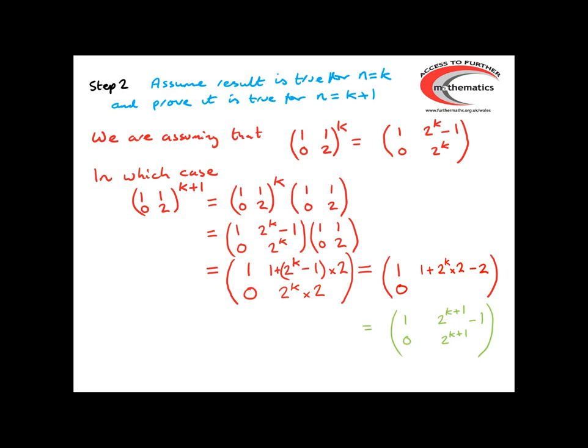Now a little bit of thought about indices will tell us that 2 to the k times 2 is the same thing as 2 to the k times 2 to the 1, so that is the same thing as 2 to the k plus 1. Now we're getting very close to our target matrix.